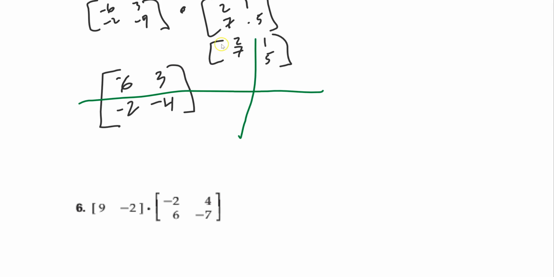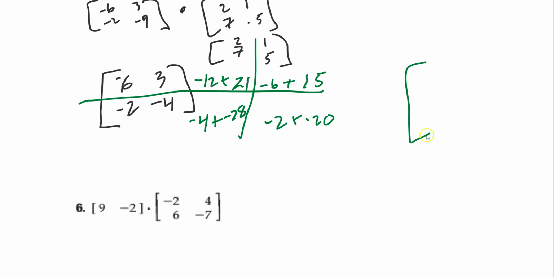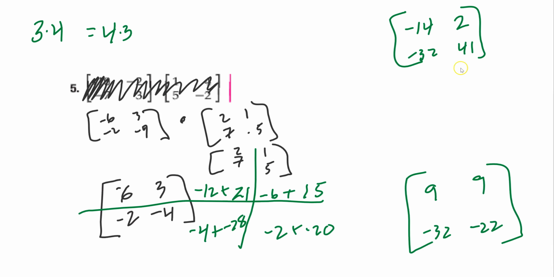So in this one right here, we're going to multiply the first two, so negative 12 plus 21. Over here, multiply the first two, negative 6 plus the second two, 15. Down there, first two, negative 2 times 2 is negative 4 plus negative 28. And the last one is negative 2 plus negative 20. And in this case, I get 9, 9, negative 32, and negative 22. Very different than the one I got over there.